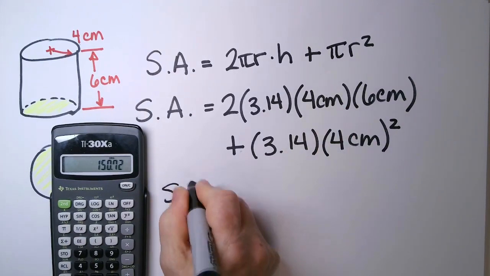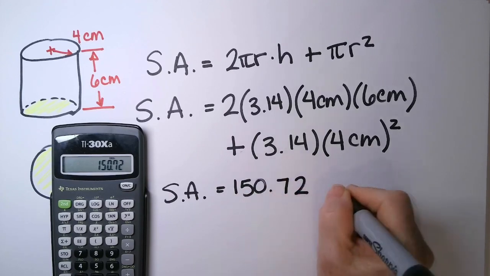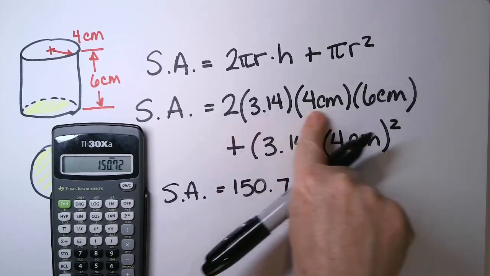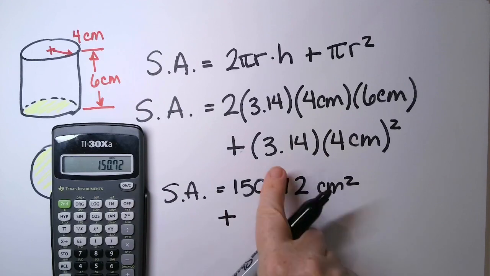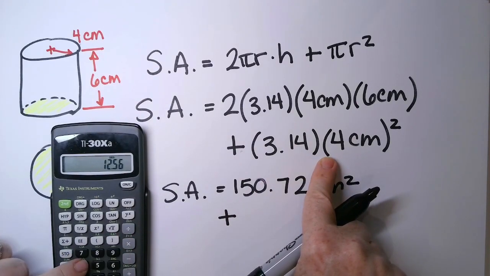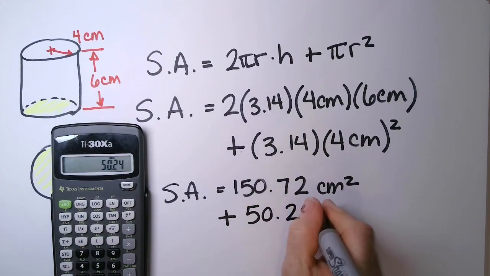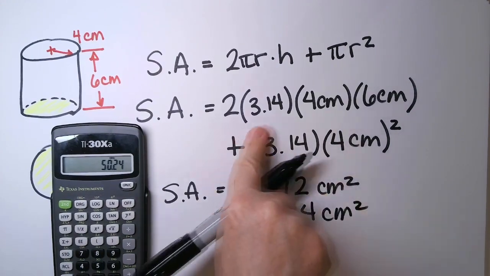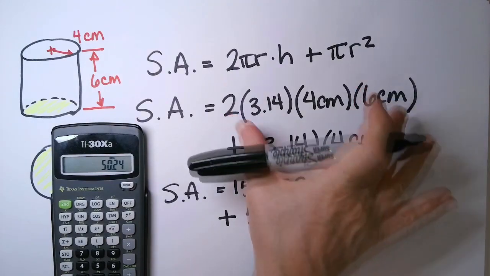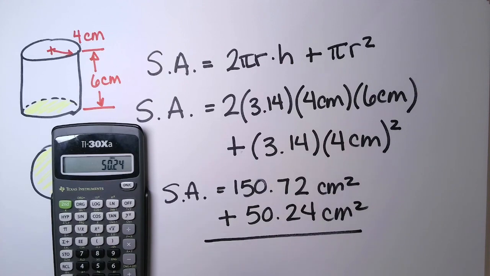So my surface area is 150.72, and this is square centimeters. That's the top number, plus 3.14 times 4 times 4, which is 50.24 centimeters squared. When you have a long calculation like this, it's helpful just to do it in groups in case you make a mistake, so you can go back and find it. So if I check my answer and I got the wrong answer, I can go back and individually do each one.